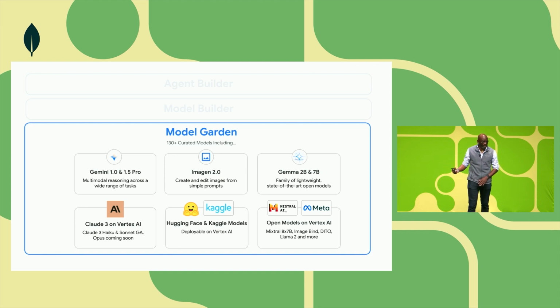We have our first-party models available. We have third-party models available like Claude, Meta, Mistral, and we also have some open source models available like Gemma, which you folks might have seen and you can use as well to build a generative AI solution.